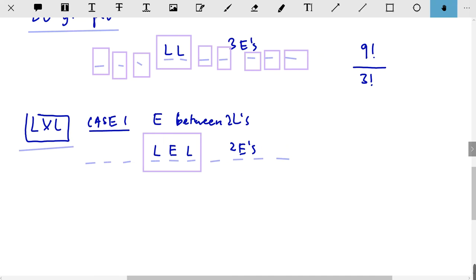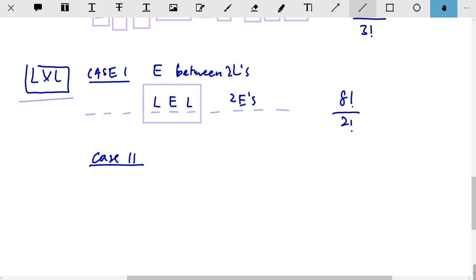So you count, now you have how many entities? This is 1, 2, 3, 4, 5, 6, 7, 8. 8 entities divided by 2 factorial. The LEL, there's only one way to arrange LELs because they are the same.